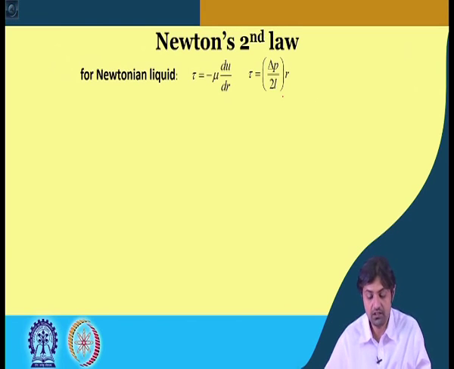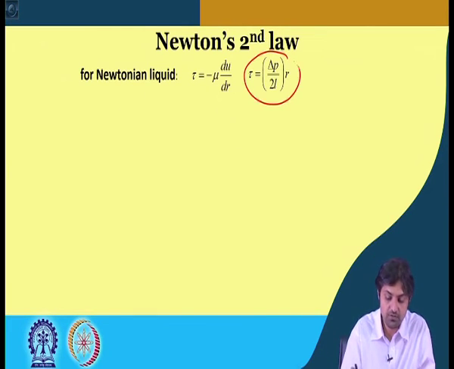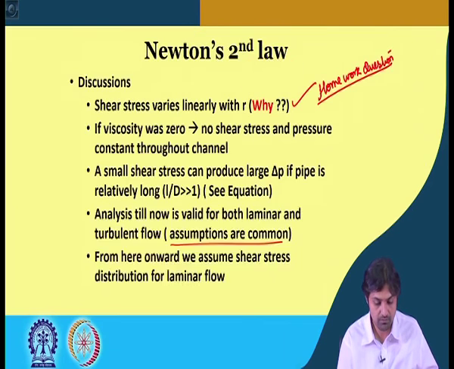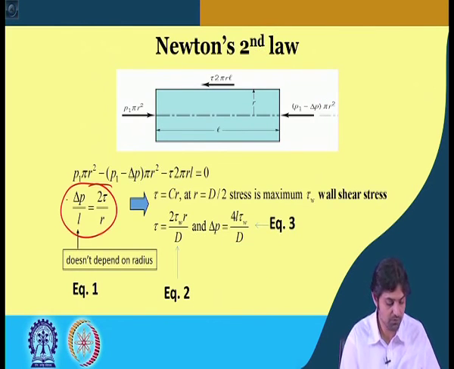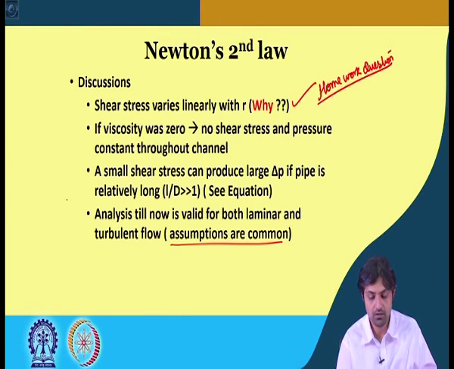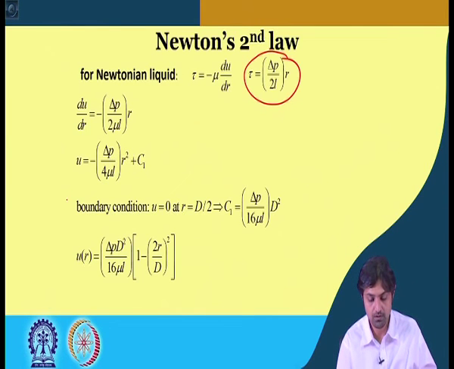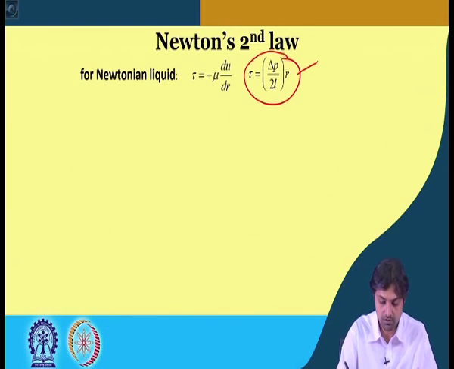And this is what we have got, right. Tau is equal to... how did we get this equation? We get this equation from our equation number 1. So, this is equation 1. All right.